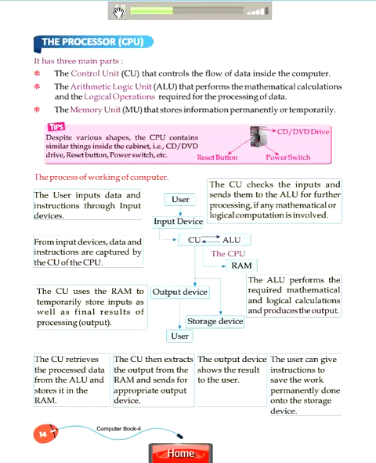The user inputs data and instructions through input devices. From input devices, data and instructions are captured by the CU of the CPU. The CU uses the RAM to temporarily store inputs as well as final results of processing output. The CU checks the input and sends them to the ALU for further processing if any mathematical or logical computation is involved. The ALU performs the required mathematical and logical calculations and produces the output.